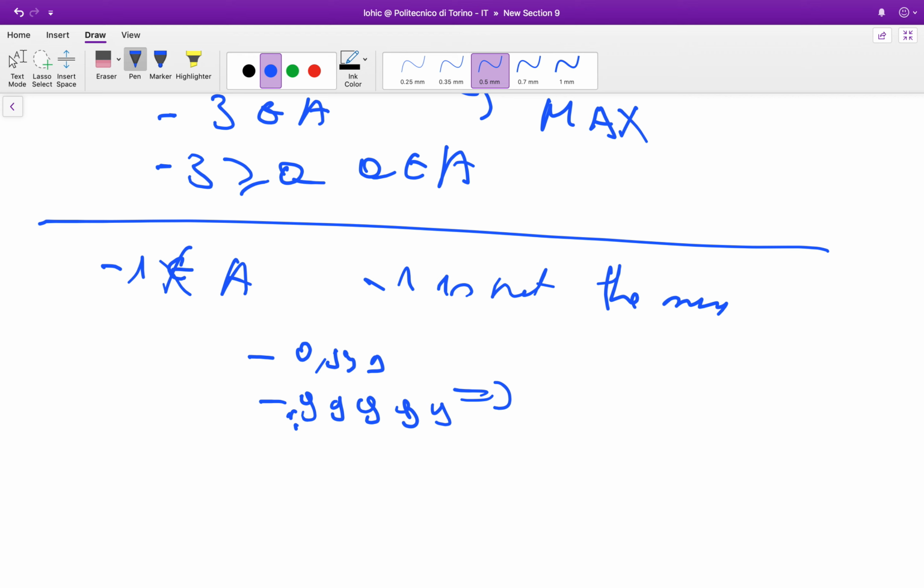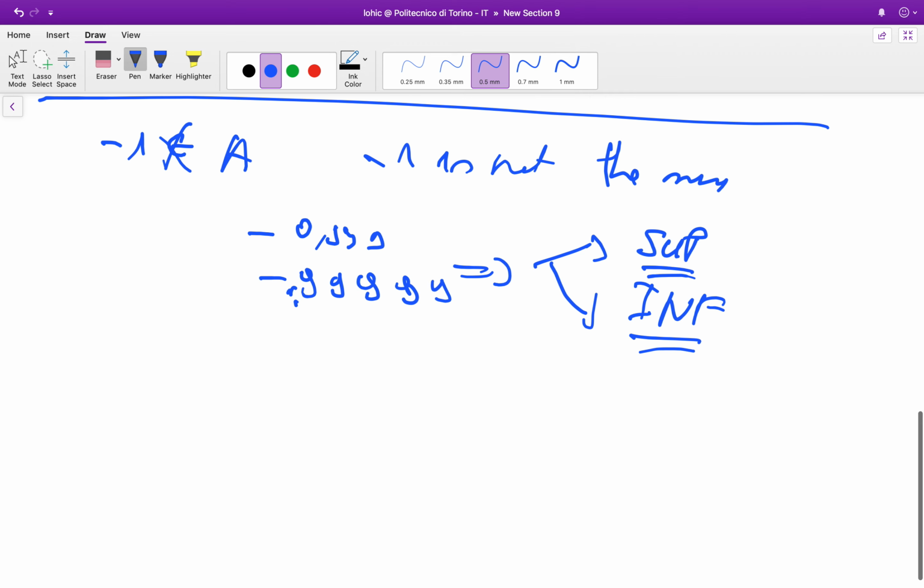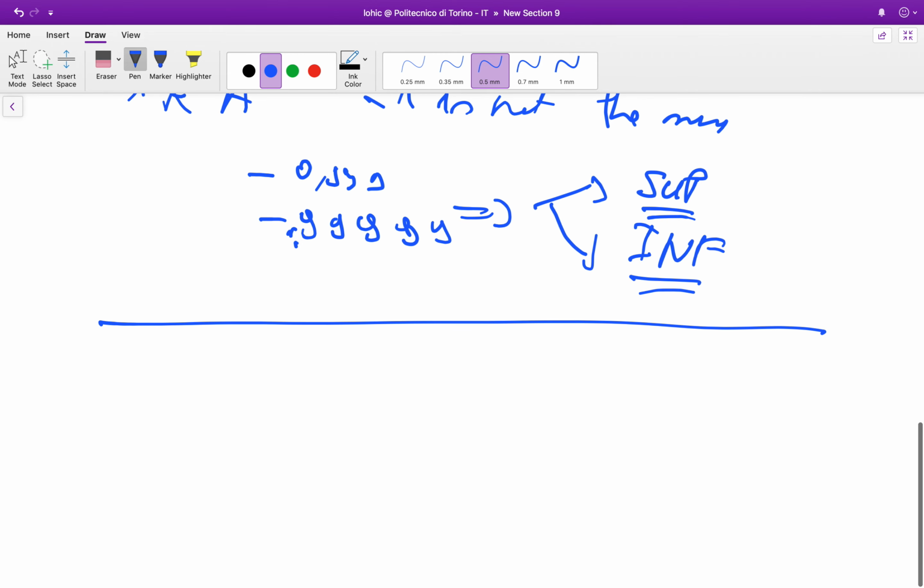We will define something that is more general than minimum and maximum, and we will use sup and inf. The sup will replace the maximum when we don't have it, and the infimum replaces the minimum if we don't have it. Now, to define sup and inf, we need to define what we call minorant and majorant.